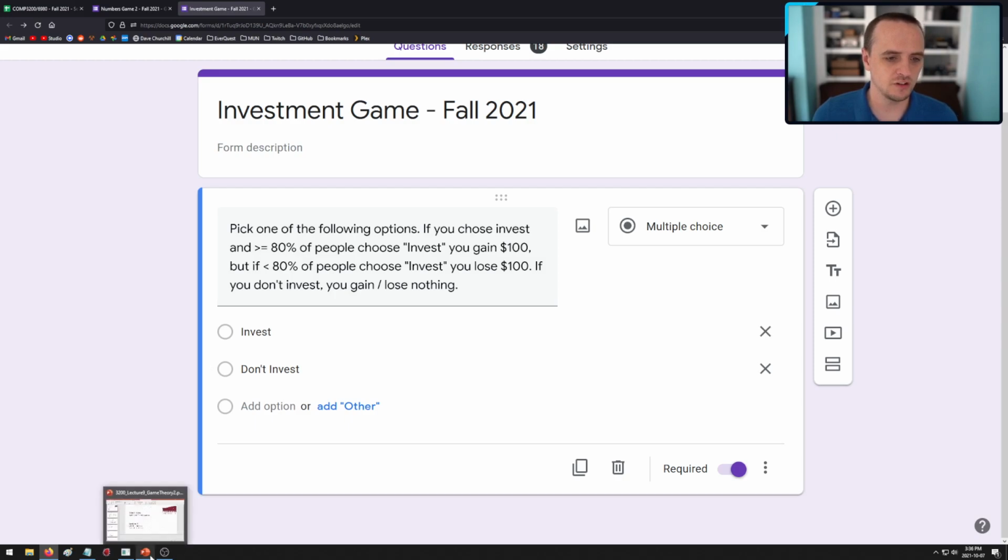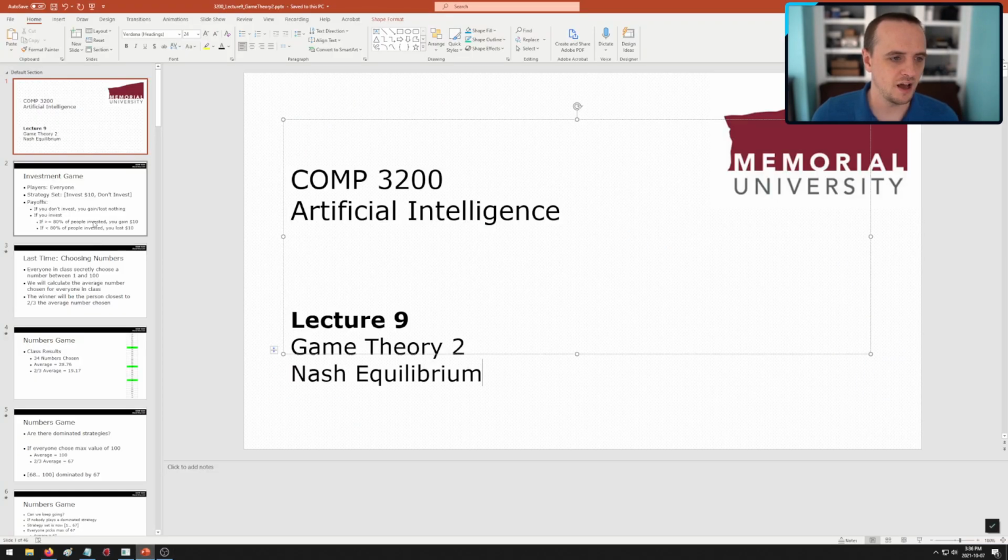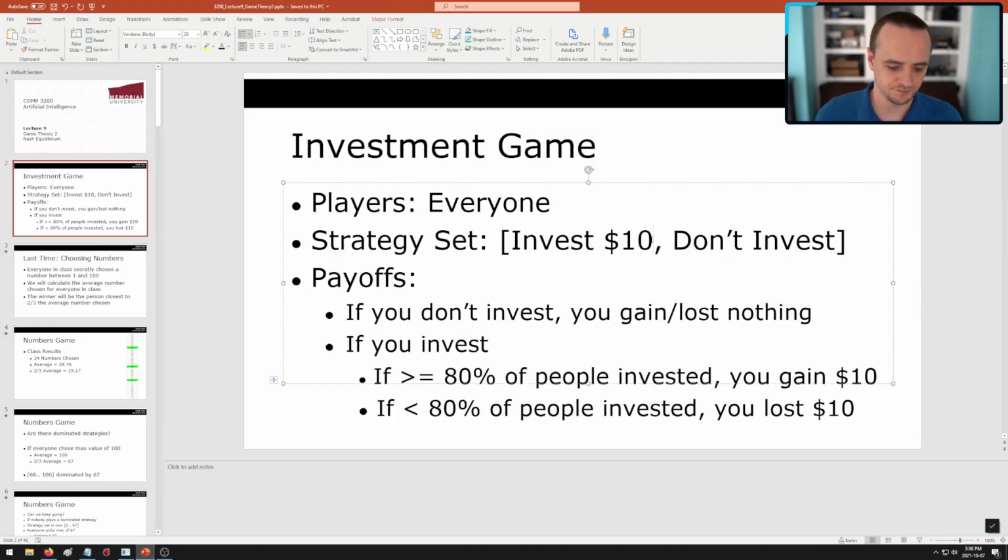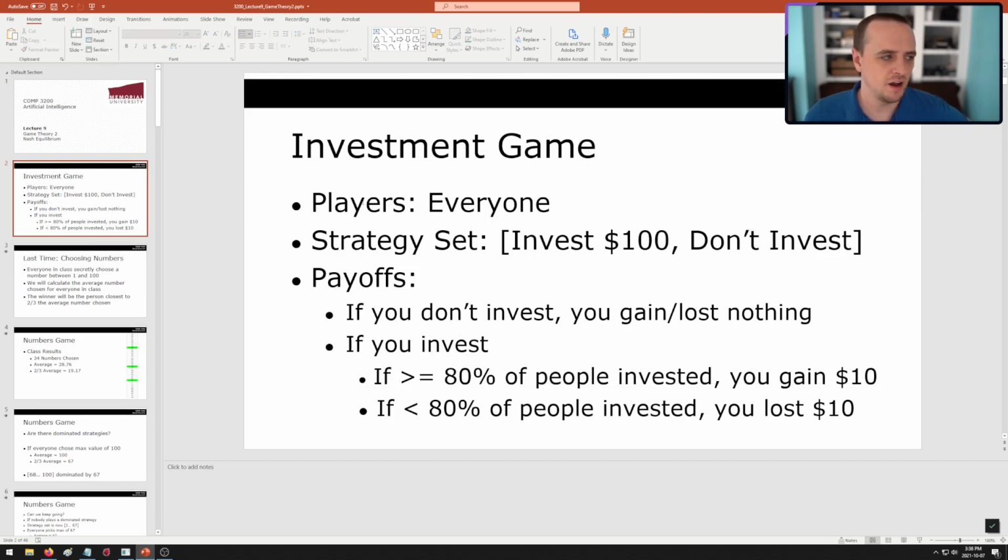And it closely resembles economic games that we play in real life. So here you have the properties of this game. Please click on that forum and fill it out, and I'll go over the results shortly. So the players are everyone in the class. The strategy set is either invest $100 or don't invest.